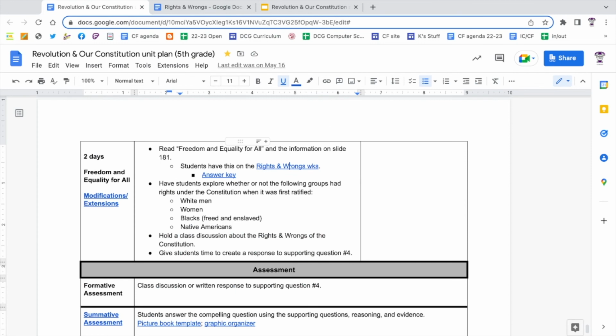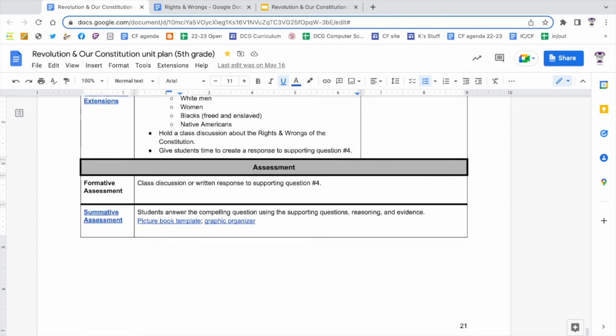After there's been some time on the worksheet, have students explore more about whether or not different types of groups had rights under the Constitution. It could be fun to have a little class discussion about the rights and wrongs of the Constitution. And then we move into a formative, if you so choose, and the summative.